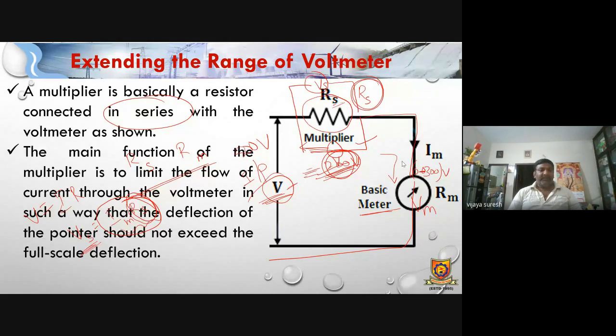Now, the main function of the multiplier is to limit the flow of current through the voltmeter in such a way that the deflection of the pointer should not exceed the full scale reading. Of course, because if you reduce the voltage levels, automatically the meter will get less voltage, so that less deflection will take place in the meter, right?